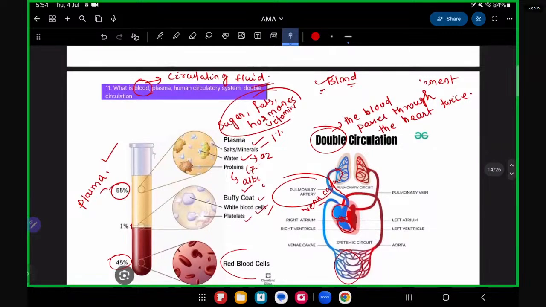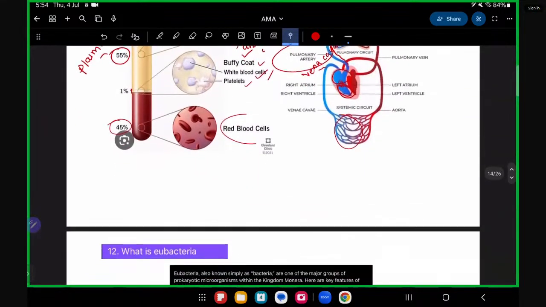Which vessels carry blood away from the heart? That is arteries. Even the pulmonary artery carries blood away from the heart to the lungs. Right? The arteries carry blood away from the heart and the veins carry blood towards the heart. Okay.